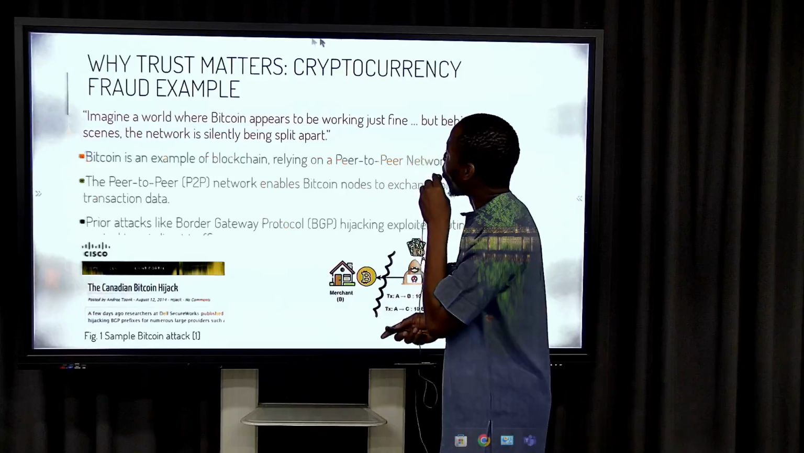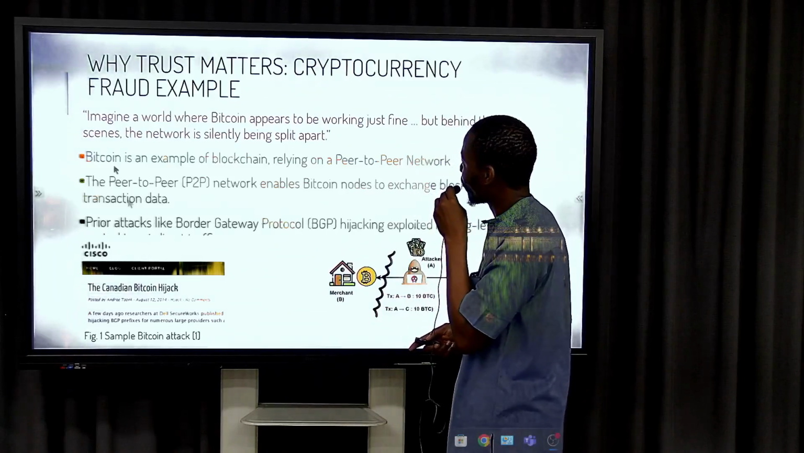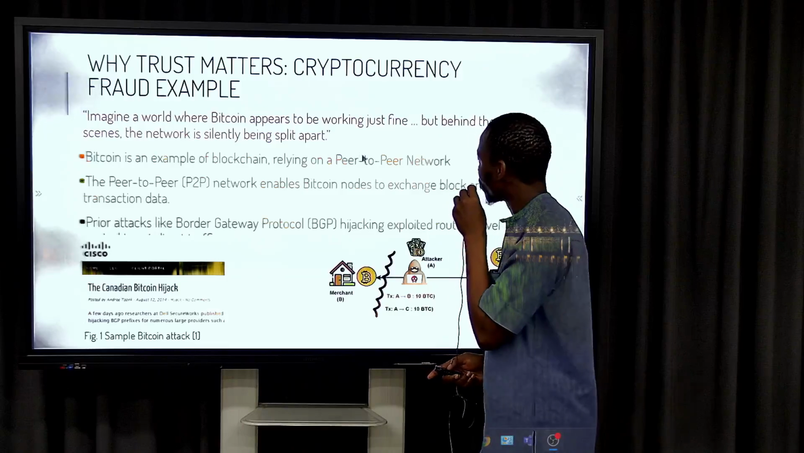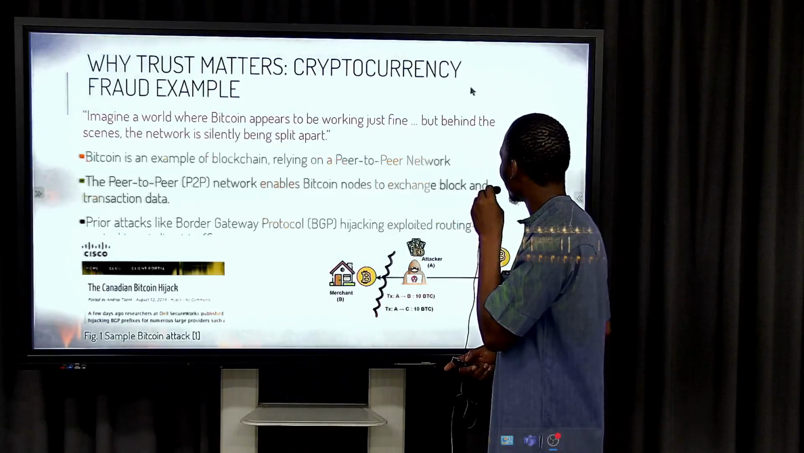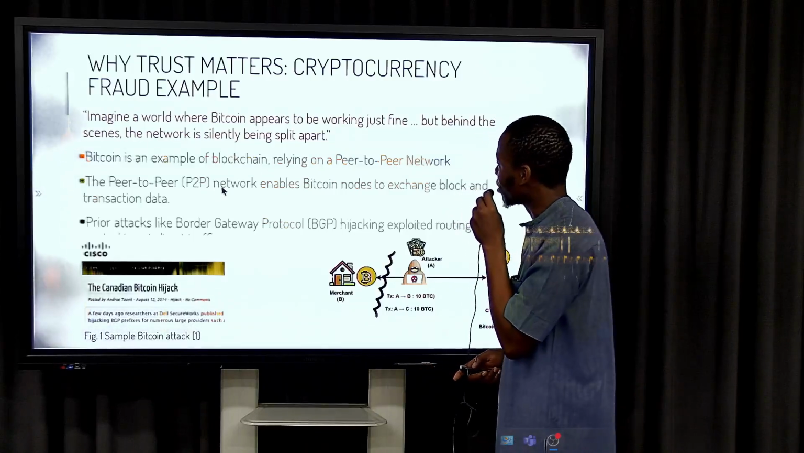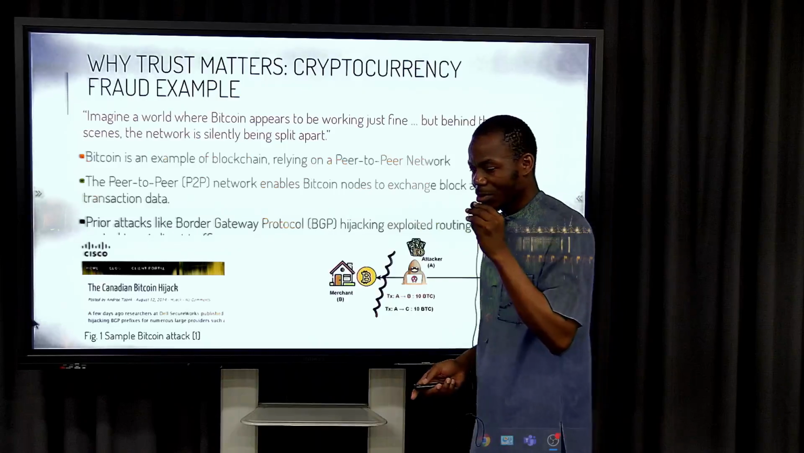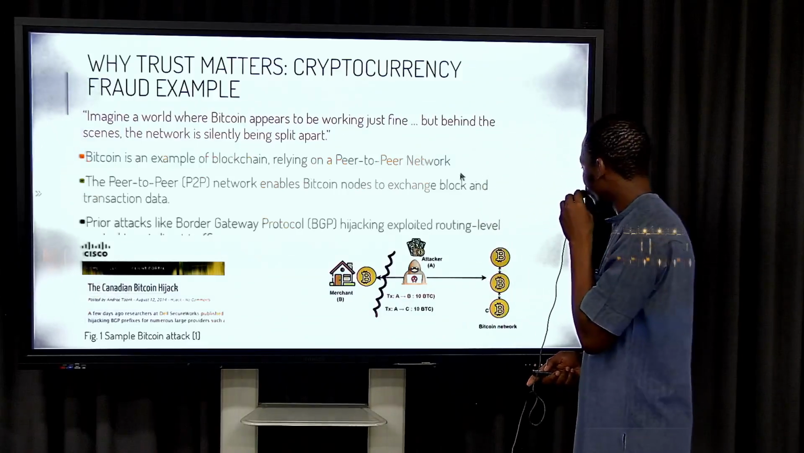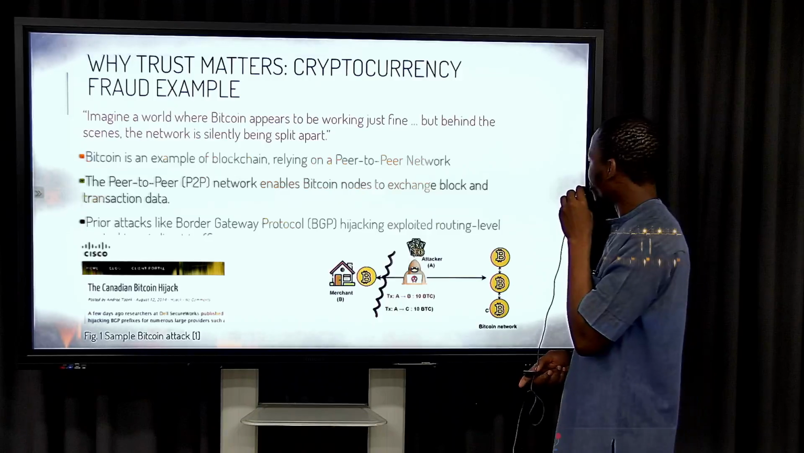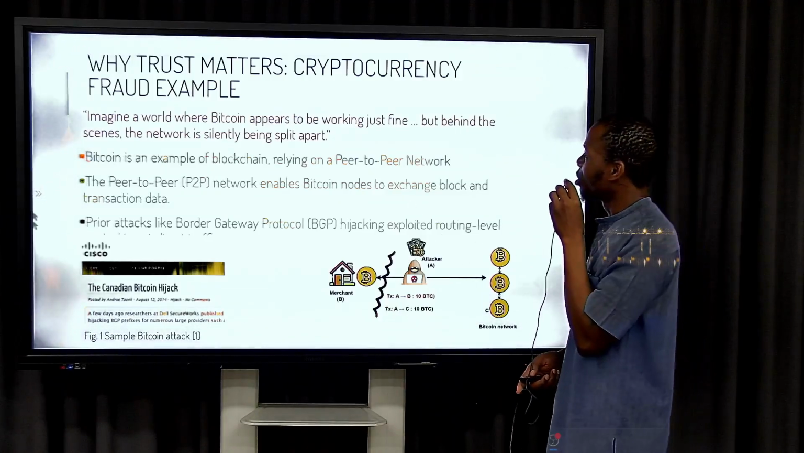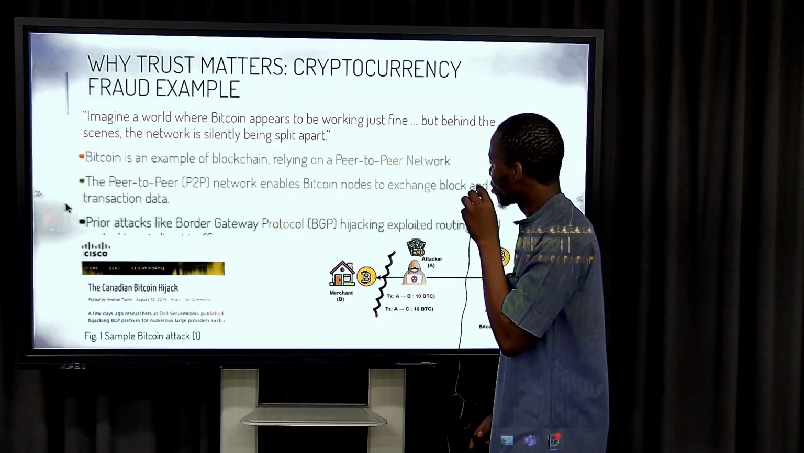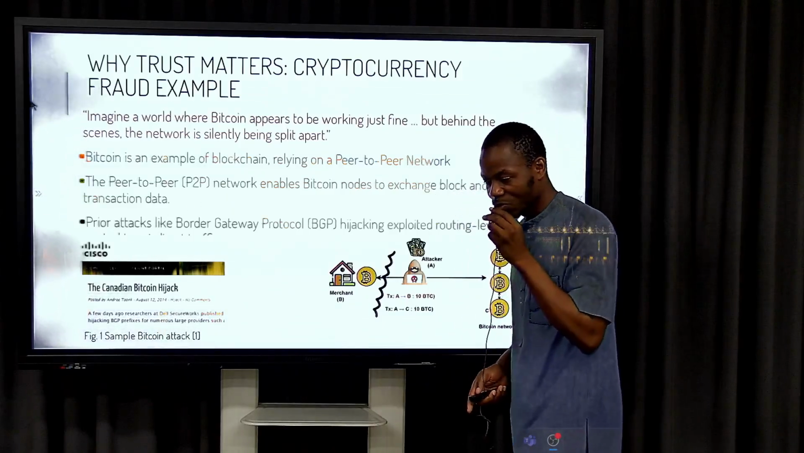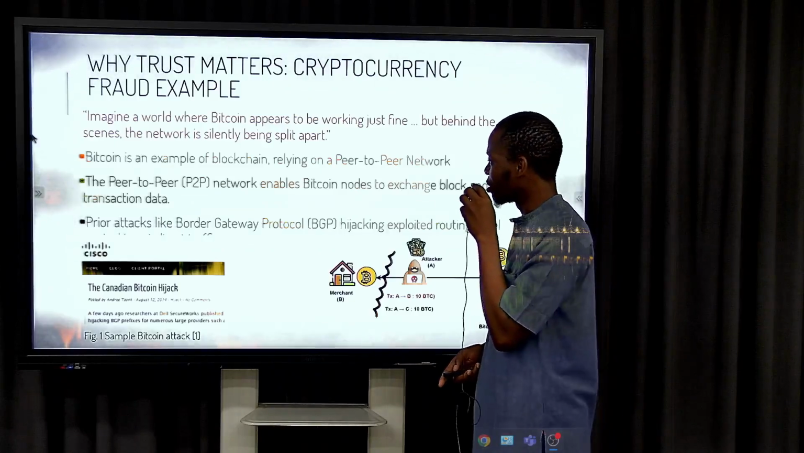First and foremost, why trust matters: a cryptocurrency fraud example. Imagine a scenario, a world where blockchain or Bitcoin appears to be working just fine, but behind the scenes, the network is silently being split apart. Bitcoin is an example of blockchain relying on a peer-to-peer network. That is, one computer is connected to another node. The peer-to-peer, that is P2P, network enables blockchain nodes to exchange block and transaction data. I will explain what the block and transaction is in the next slide.